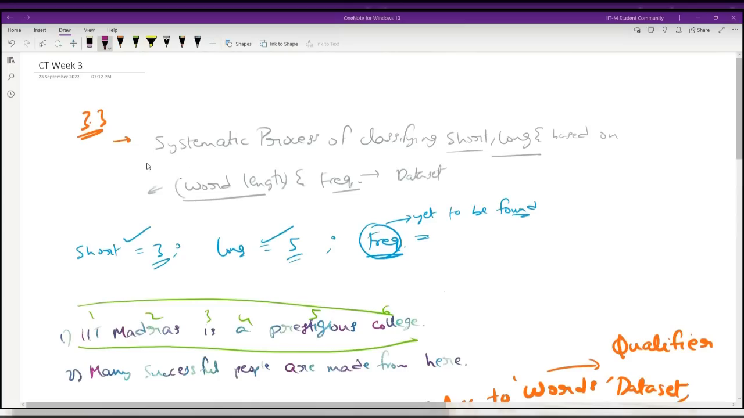Am I clear with this first thing of short, long, and word length? Yes, sir. Any doubts in this? No, sir.